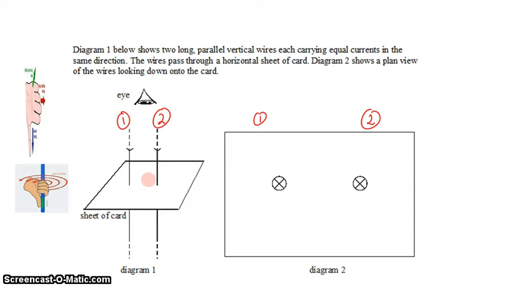So because the magnetic field in this region was pointing down across the page, the force is then to the left. So the force on that wire is to the left.